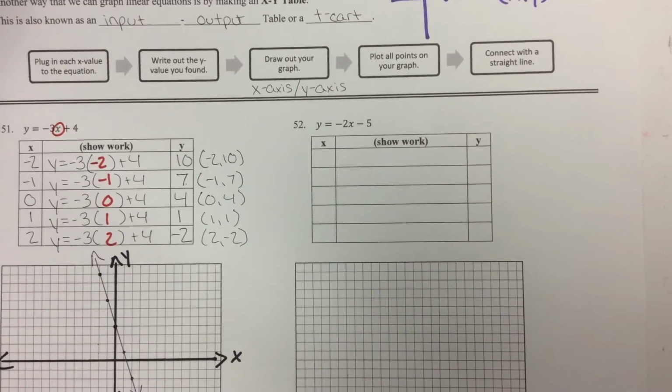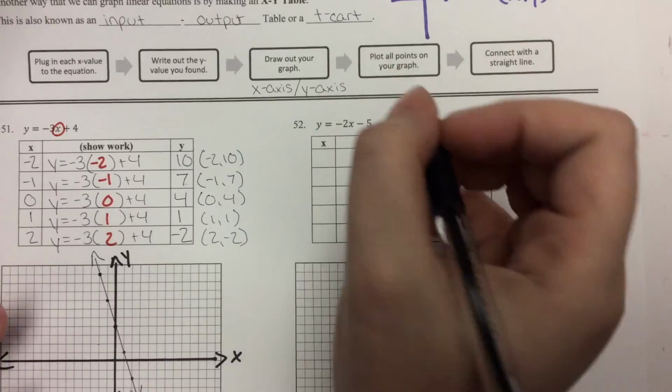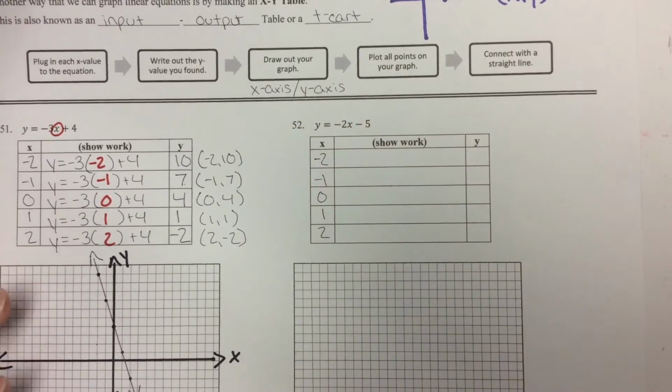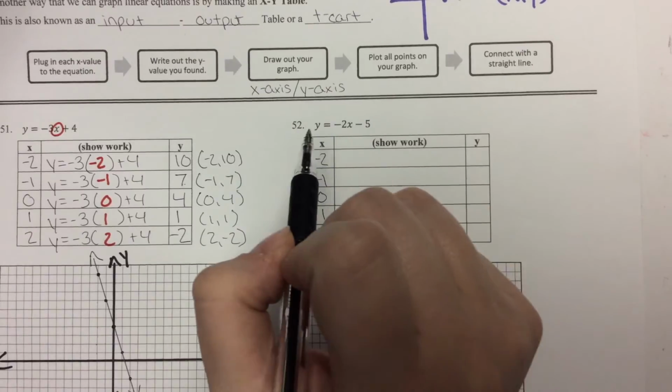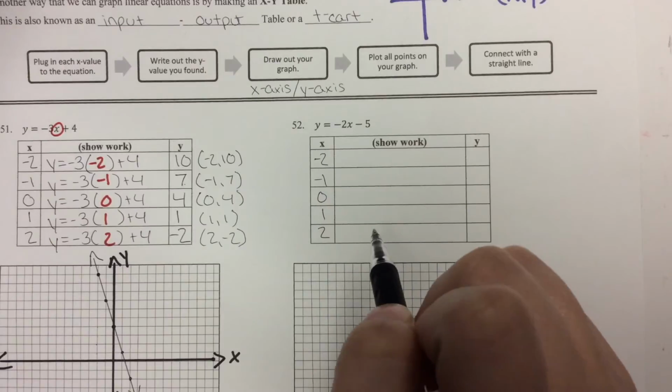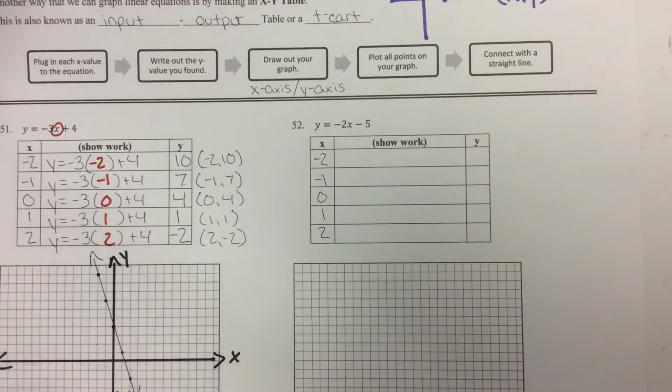Let's look at 52. We're going to use the same numbers, -2, -1, 0, 1, and 2. Yes, you need to use all 5 of them. Once again, I want you to rewrite this equation 5 times in the center column. Make sure that you leave a blank space where you see X. Go ahead and pause the video.